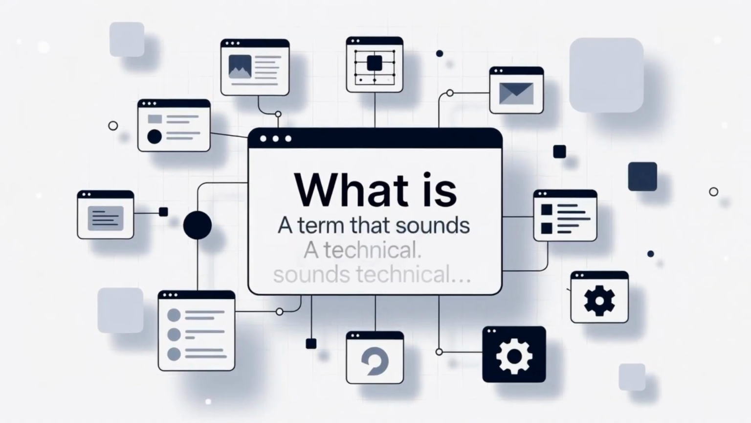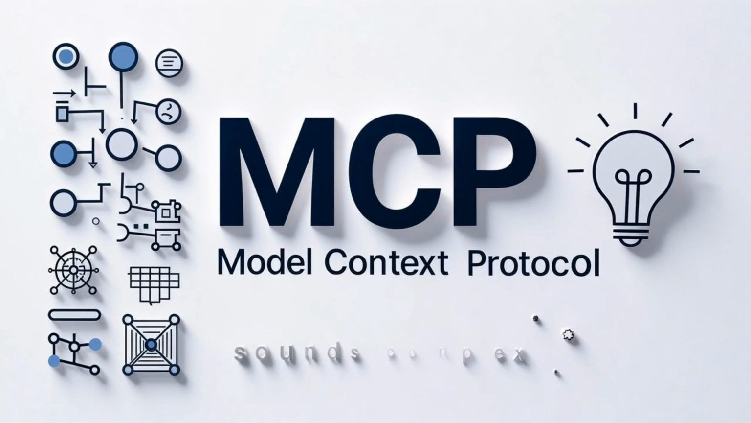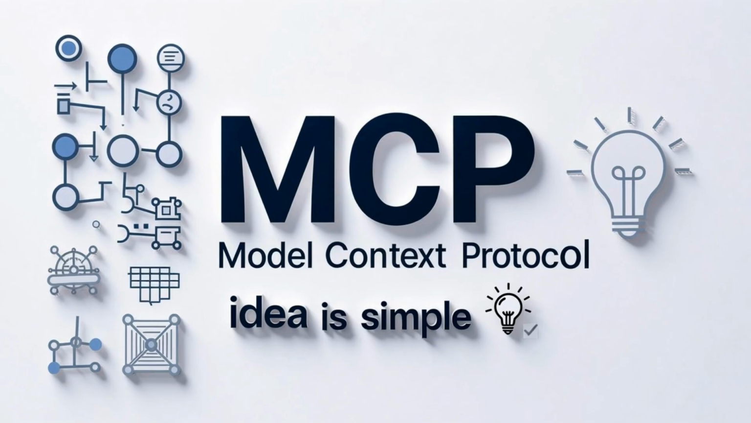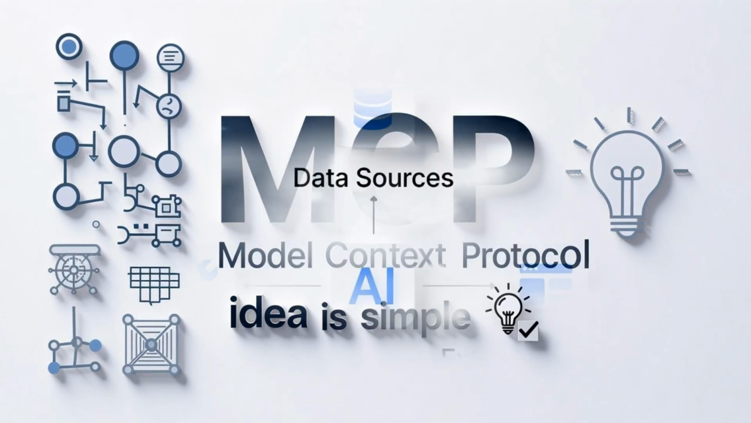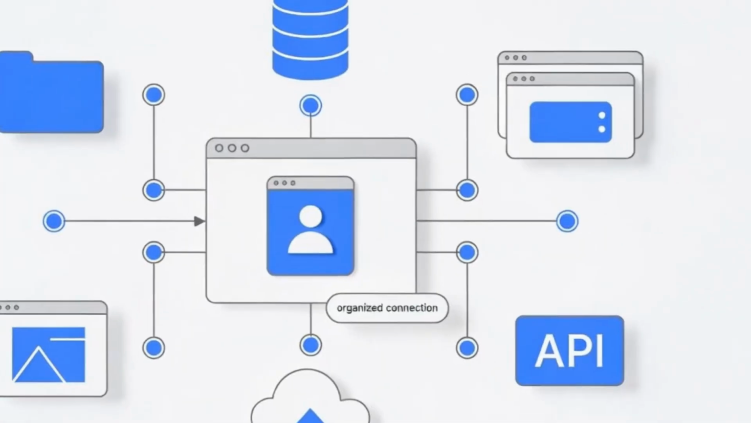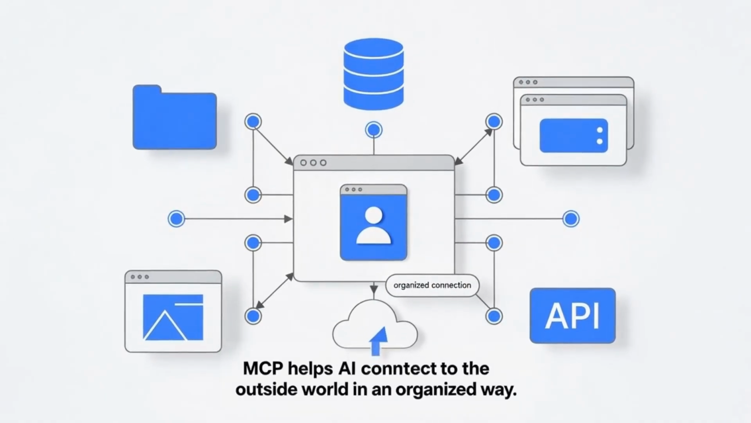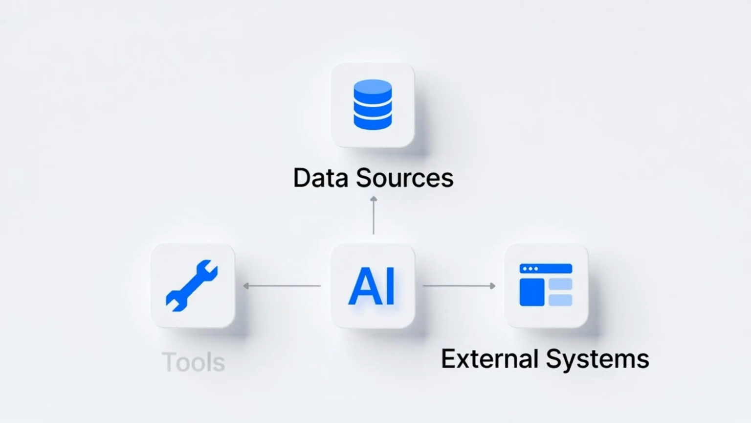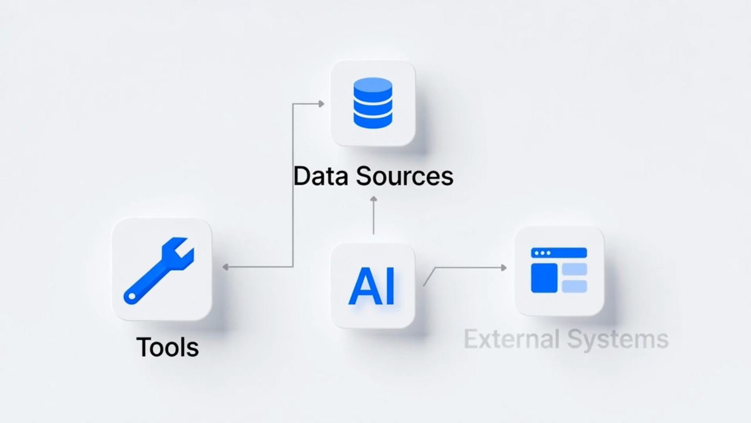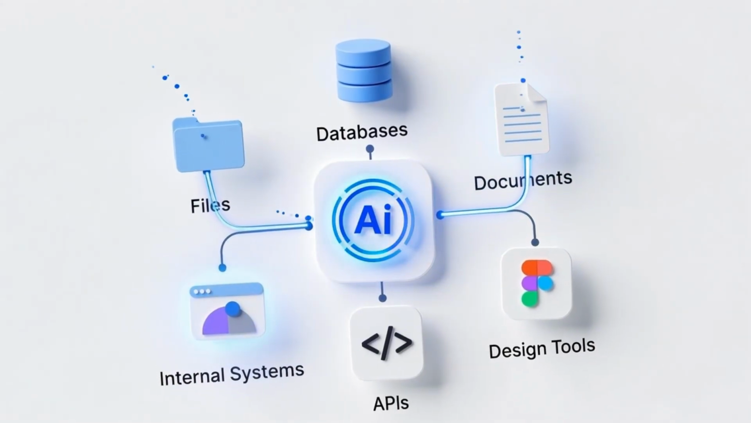What is MCP? Now let's talk about a term that sounds a little more technical. MCP. MCP stands for Model Context Protocol. The name sounds complex, but the idea is simple. You can think of MCP as a structured way for AI models to connect with tools, data sources, and external systems. A beginner-friendly way to understand it is this: MCP helps AI connect to the outside world in an organized way. For example, through this kind of setup, AI can work with files, databases, documents, internal systems, APIs, and even design tools. So the main idea is that the AI is not working alone. It is connected to useful systems in a more structured way.